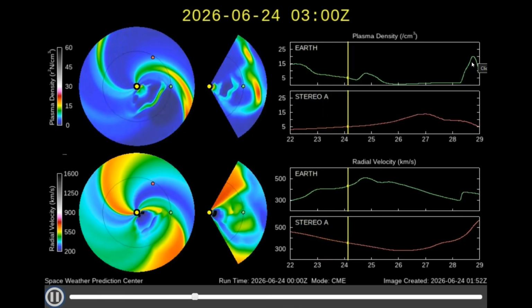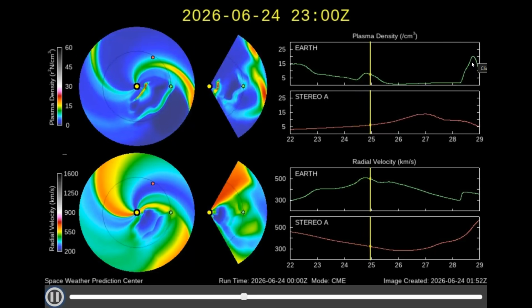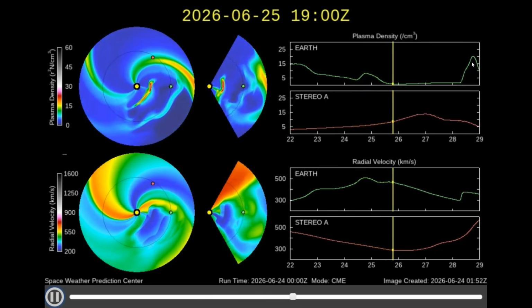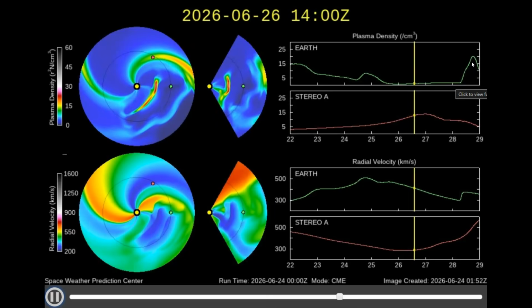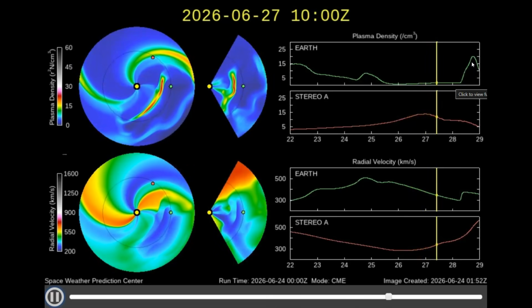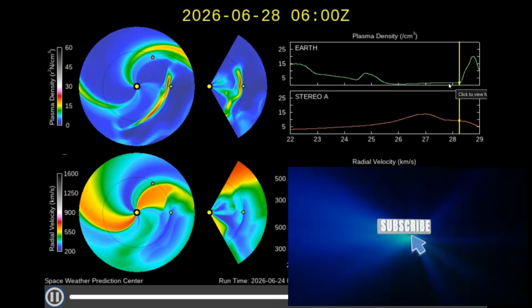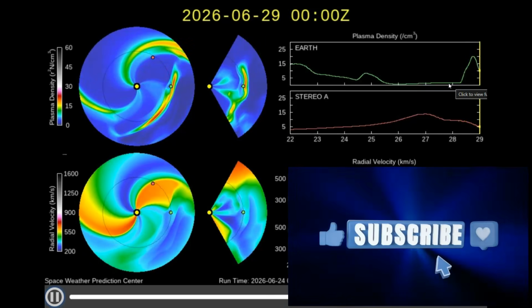Now, what I'll do in the next video, we're going to see if they update this section of the timing and nail down within a 7-hour window when we will see impacts. That'll be coming up soon, guys.